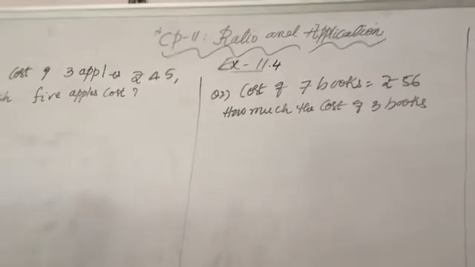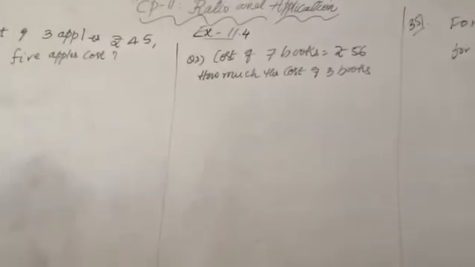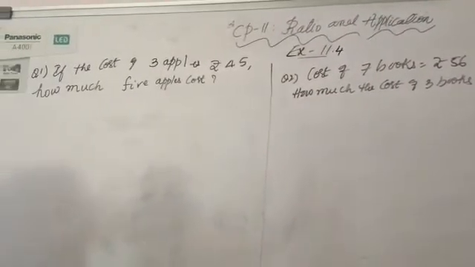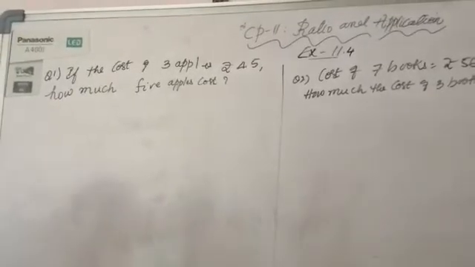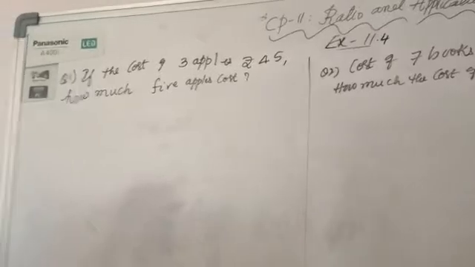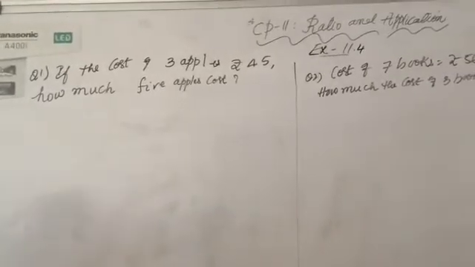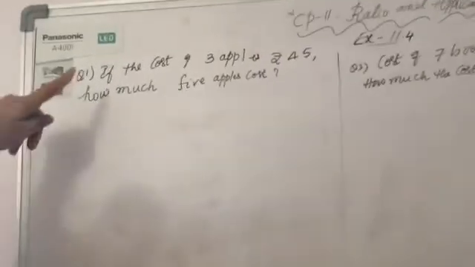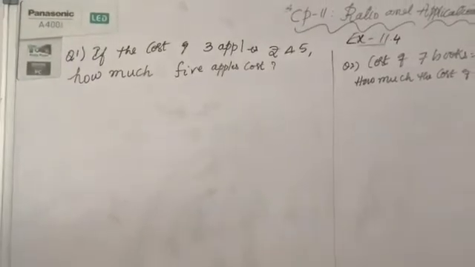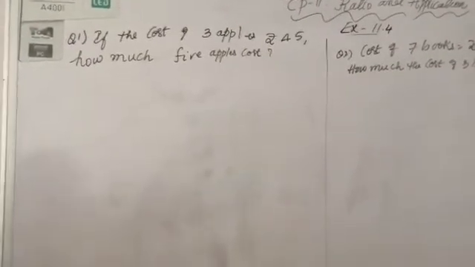We are continuing exercise 11.4, ratio and applications. Children, I have explained to you what proportion is and what the unitary method is. All these questions in exercise 11.4 are based on the unitary method as well as proportion. In the unitary method, first you have to find the cost of one article, then find the cost of the required number of articles.